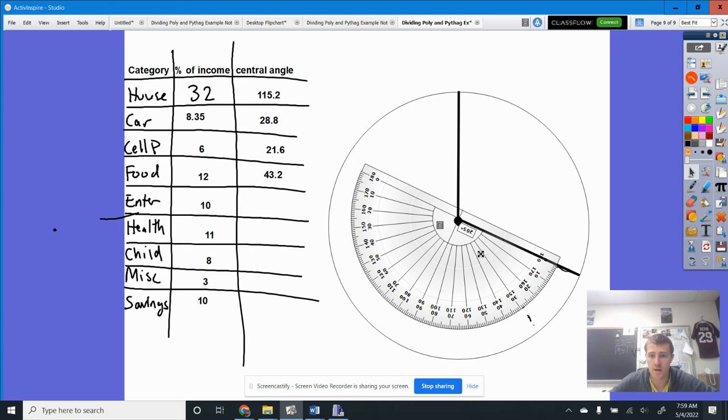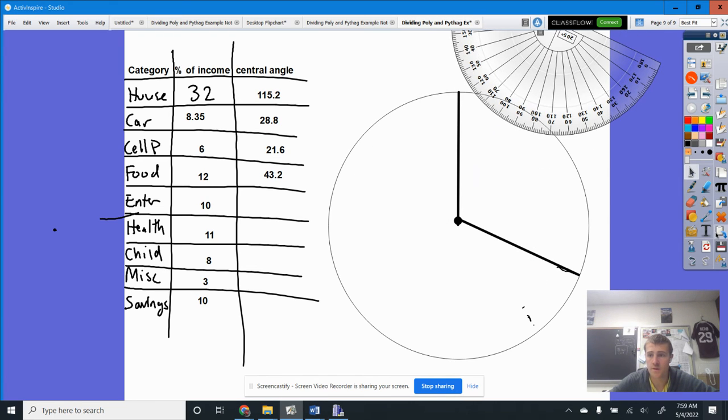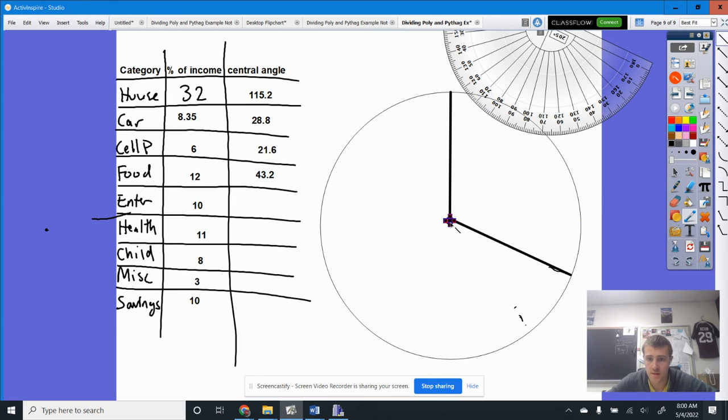All right, then you're going to pick the protractor up, move it over, and then draw your line from your center to wherever that mark is, okay? So there's your car. Now you can see how the housing section makes up way more than the car does. That's because the housing section makes up 32% of your income, whereas your car, in this case, is only making up 8.